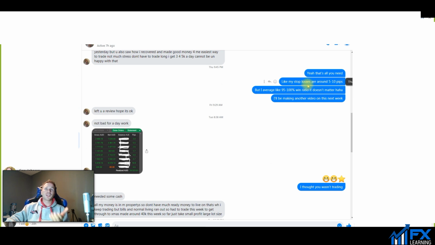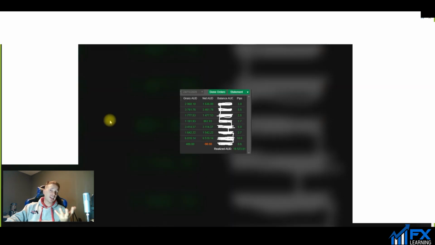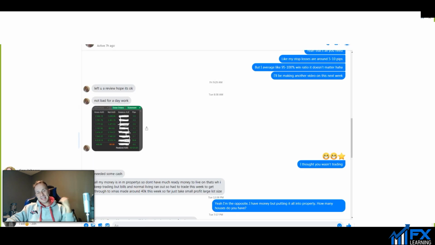Like my stop loss is always around 5 to 10 pips. Not bad for a day's work. So again, this person's made 18 grand in a day. And look at it. 3 pips, 5 pips, 2 pips, 1 pip, 5 pips, 2 pips, 10 pips, 0.6 pips. You actually close this in a loss. But you get the idea, okay? Fast pace, in and out scalping. Bang, bang, bang, bang, bang.